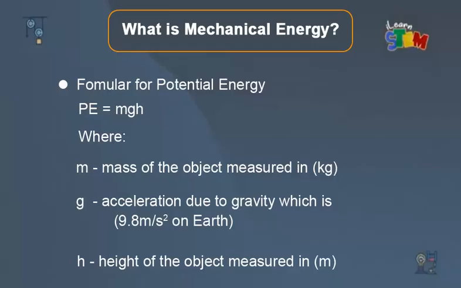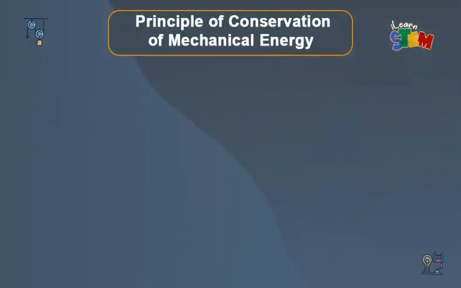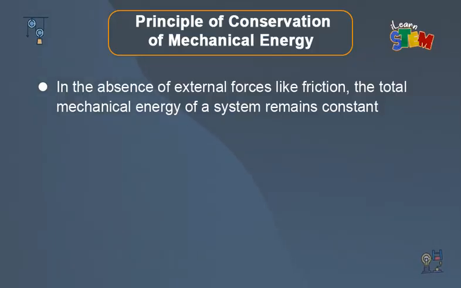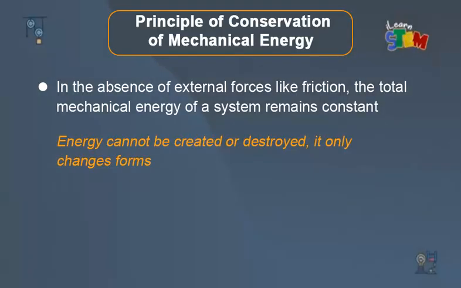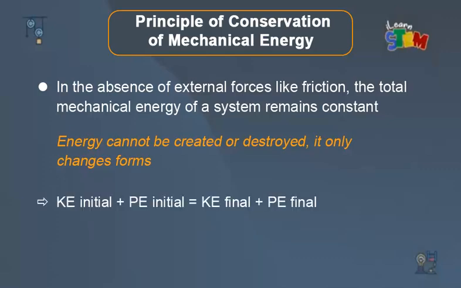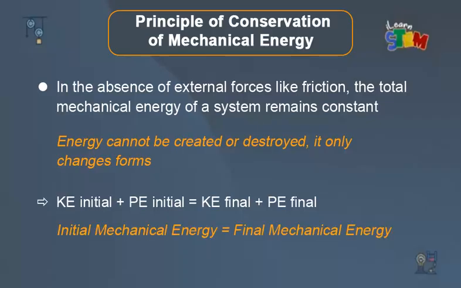Let's learn about the law of conservation of mechanical energy. The law of conservation of mechanical energy states that in the absence of external forces like friction, the total mechanical energy of a system remains constant. This means that energy cannot be created or destroyed, it only changes forms. Mathematically, this is written as kinetic energy initial plus potential energy initial equals kinetic energy final plus potential energy final. This simply means initial mechanical energy equals final mechanical energy.